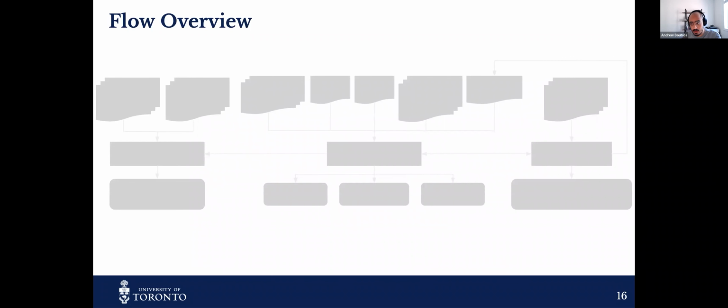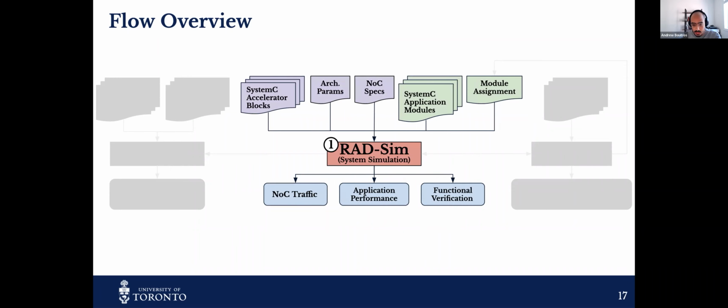So I'm quickly going to give you an overview of the complete flow that we are building. The first component is RAD-Sim, which is going to be the main focus of what we talk about today. RAD-Sim is basically the system simulator. It takes as inputs SystemC description of your hard accelerator blocks and application modules that are implemented on the FPGA. It also takes some architecture parameters, network on chip specifications, and module assignment, which is the assignment of application modules in the FPGA fabric to specific routers. So you can think of it as the solution to the NoC placement problem specified as an input.